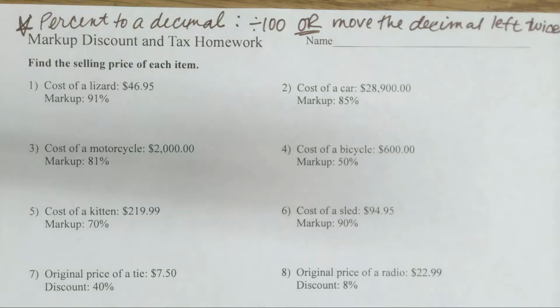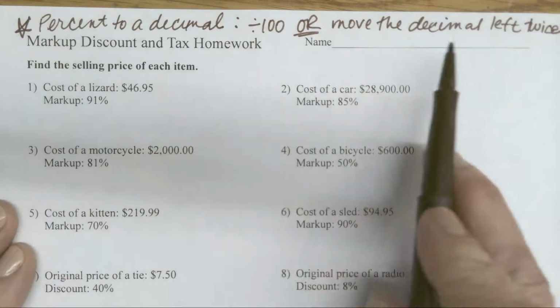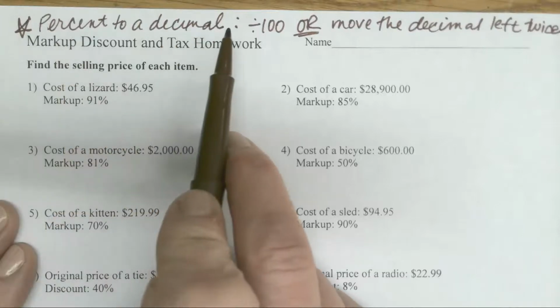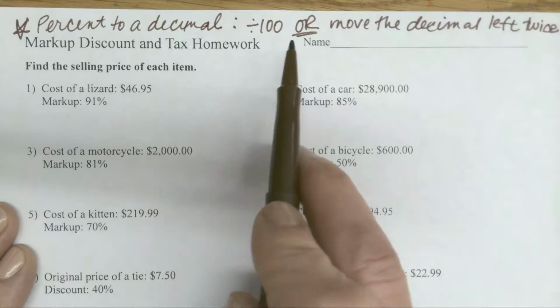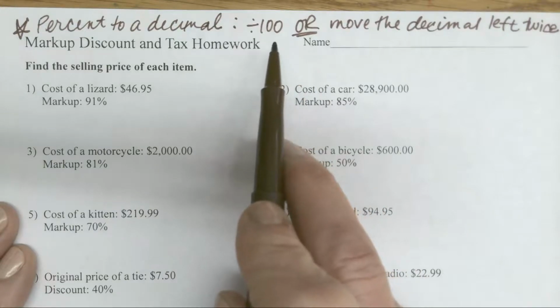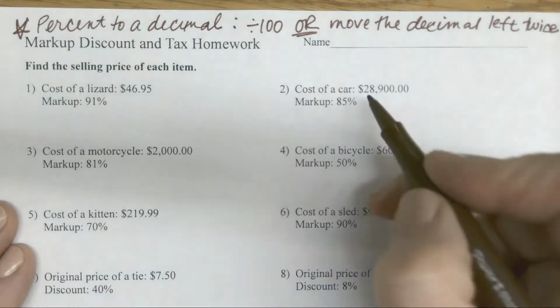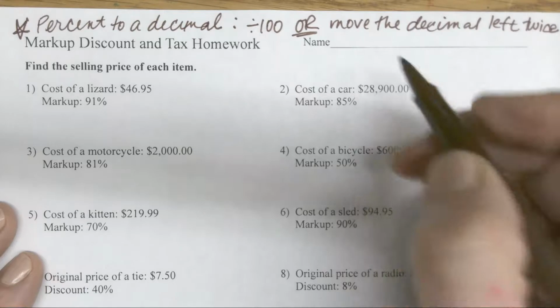Ready? Okay, first of all, the thing that we have to review, this goes back to your days in school. If you're going to convert a percent to a decimal, which we need to do in order to work through these problems, you either divide by 100 or you move the decimal left twice. So I can go through on all of these and change them into their decimal equivalents before I work.